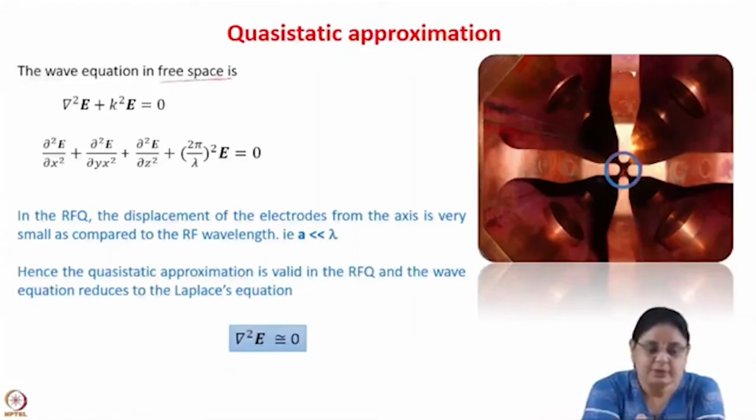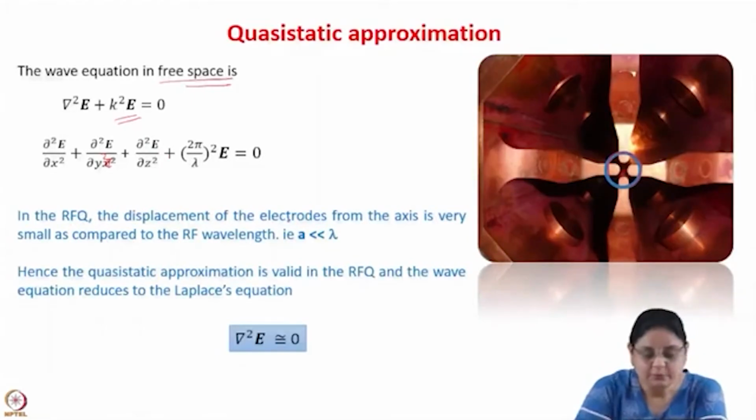So the wave equation in free space, as we have already seen before, is del square E plus k square E is equal to 0. So we can write this as del 2E by del x square plus del 2E by del y square plus del 2E by del z square plus (2 pi by lambda) square E is equal to 0.